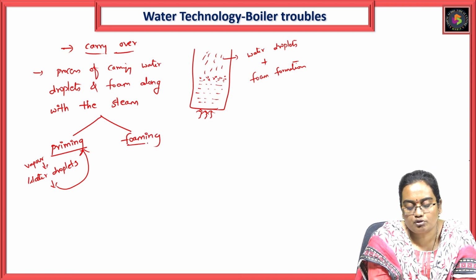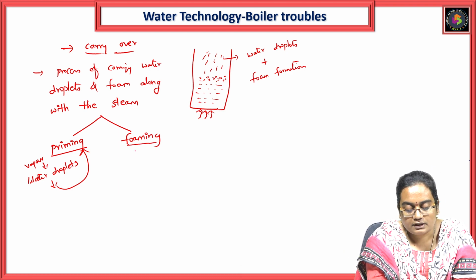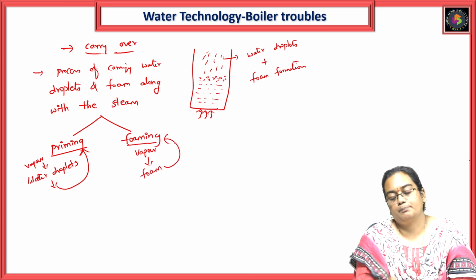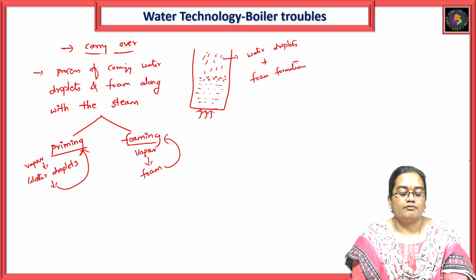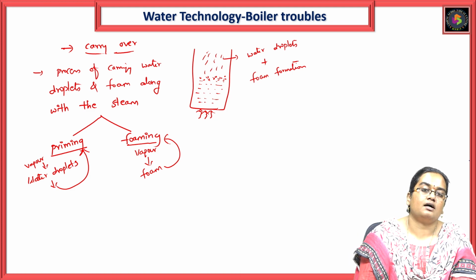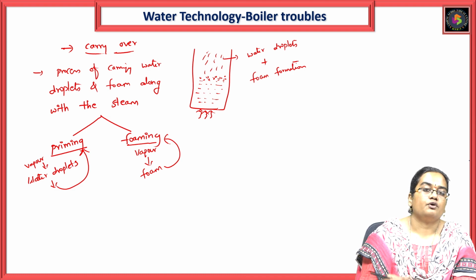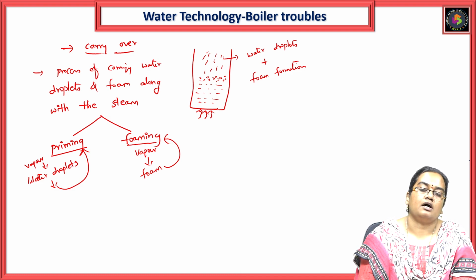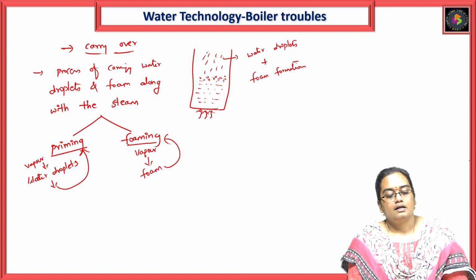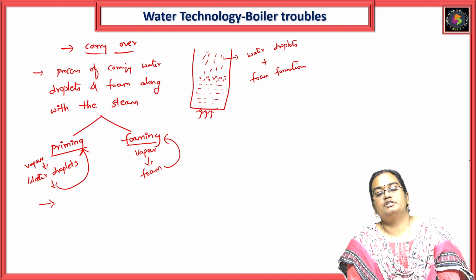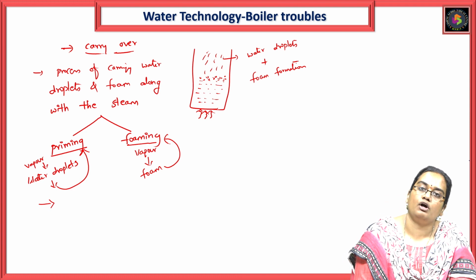Then what do you mean by foaming? The process of carrying out foam along with the steam is known as the foaming process. That means during priming, water droplets come out along with the vapor. During foaming, you observe foam formation along with the vapor. But what is the problem with this priming and foaming? We just discussed that carryover is a boiler trouble.